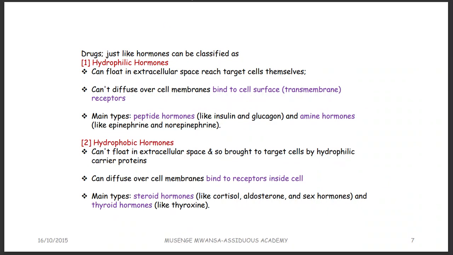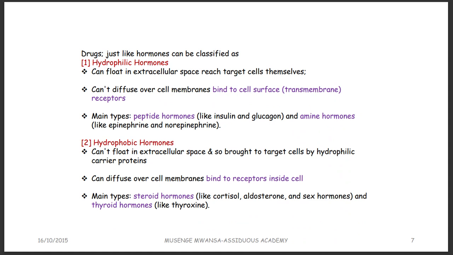So, again, the next thing we need to understand about the pharmacology of drugs is that when you are given a drug, it can interact with a receptor that is on the cell membrane or a receptor that is inside the cell, depending on the property of that drug.